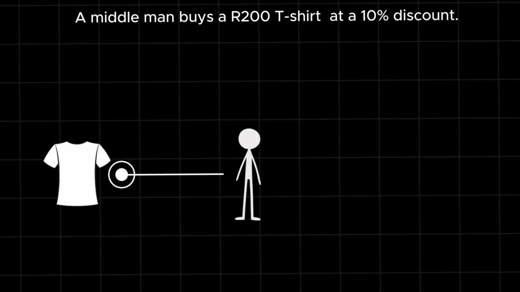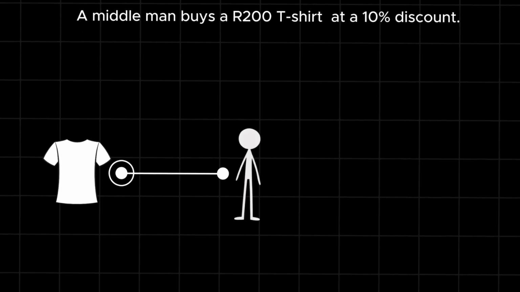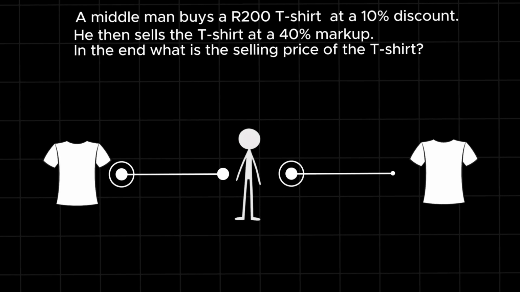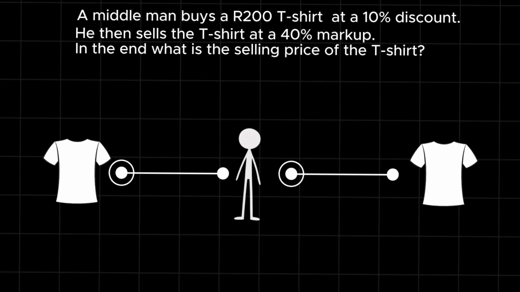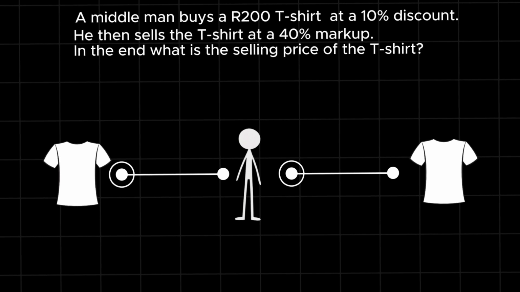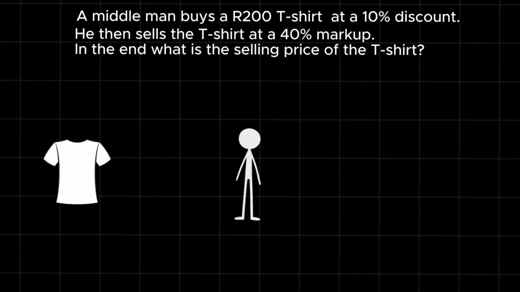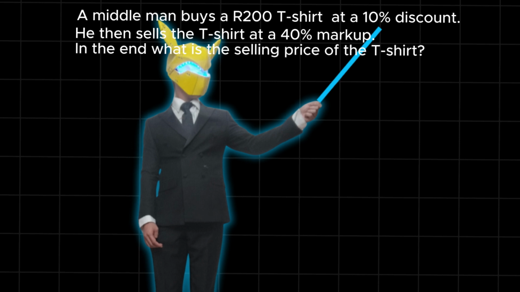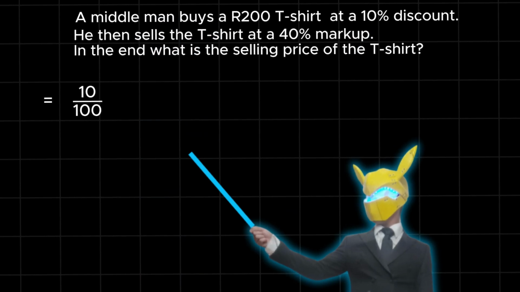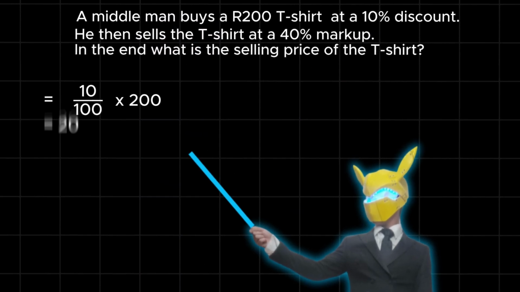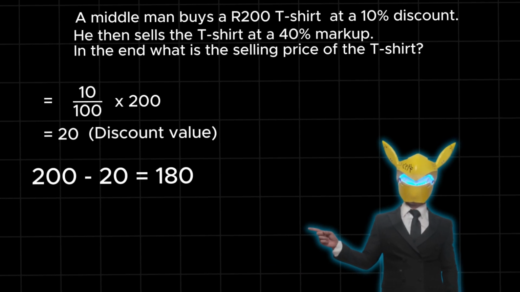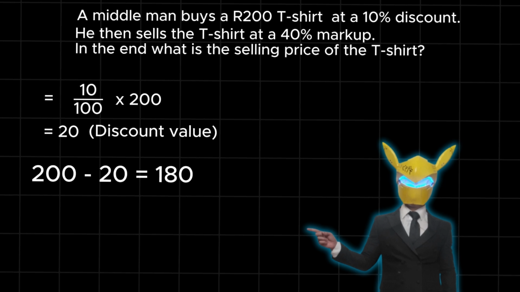A middleman buys a 200 Rand t-shirt at a 10% discount. He then sells the t-shirt at a 40% markup. In the end, what is the selling price of the t-shirt? So the man first buys the t-shirt before he can sell it. He buys it at a 10% discount, so 10 over 100 times 200 equals 20. We are discounting, so we subtract. 200 minus 20 equals 180.